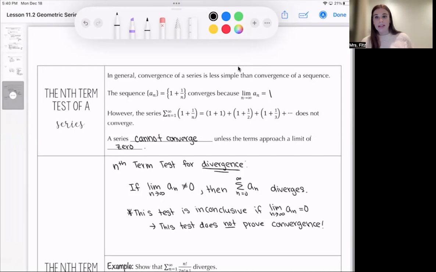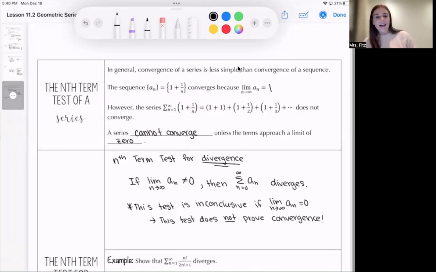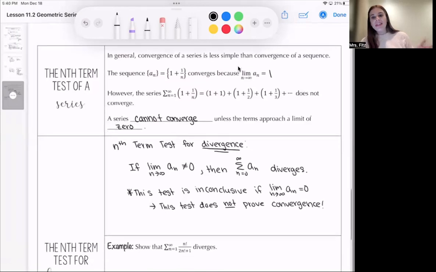You have to use something different, and we're going to get a lot more tests. Don't worry, there will be plenty to pick from. Okay, but this is by far the easiest test. So always start here, because if it doesn't equal 0, then you're good to go. You can say it diverges. And you can actually abbreviate it as NTT, nth term test. That's usually how I write it.